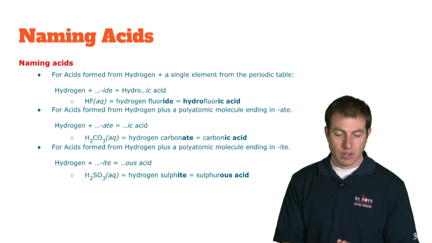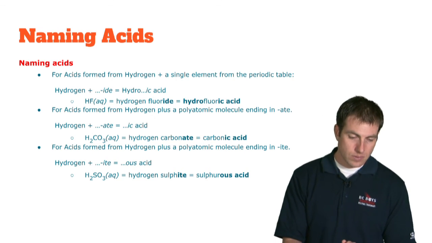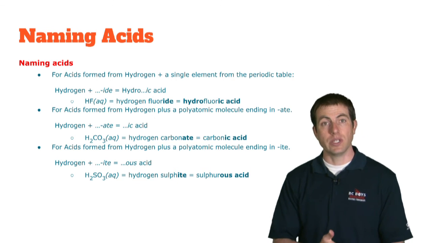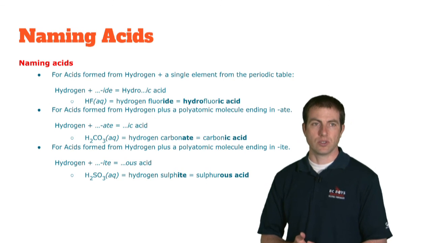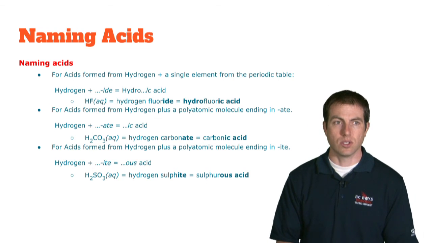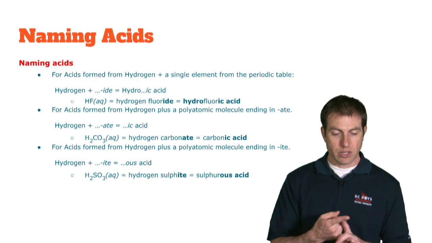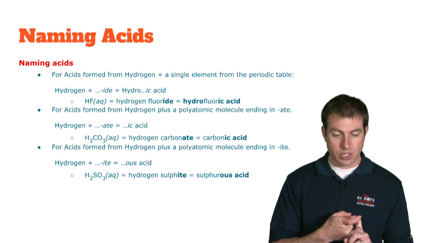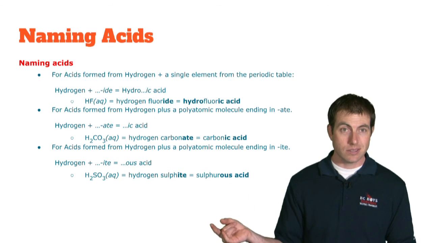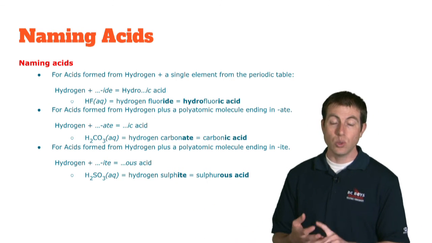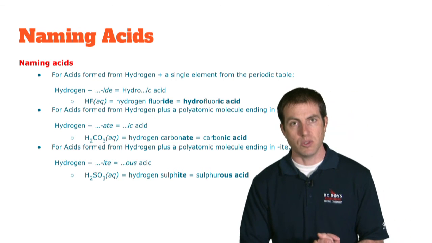And then the third one. Hydrogen sulfite, like HSO3, would normally be called hydrogen sulfite. You'll call it sulfurous acid. So these are the three scenarios you can run into. Your ides change to hydro-ic acids, your ates change to ic acids, and your ites change to ous acids anytime you start with an H.